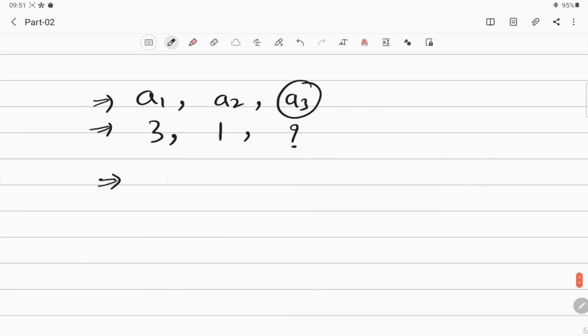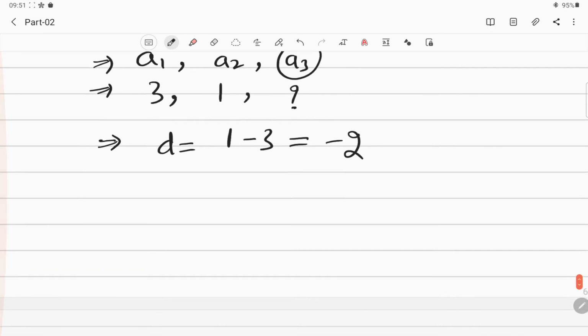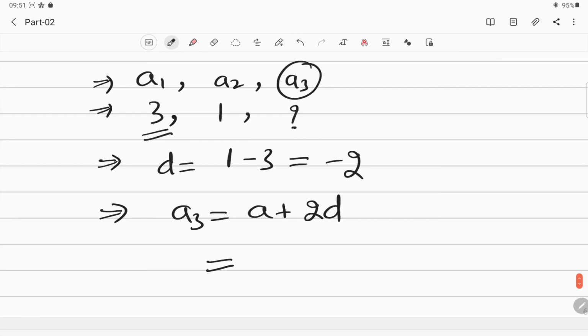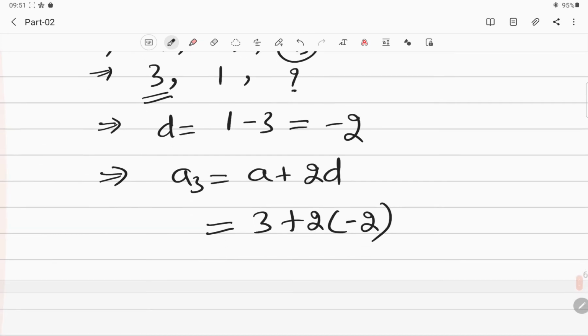Now can you find out the common difference? Common difference is equal to second term minus first term, that is equal to minus 2. So we got the common difference as minus 2. Now a3 is equal to, what is the formula? a3 is a plus 2d. All right, so what is the value of a? a is 3 here. So 3 plus 2 into, what is the value of d? d is minus 2. All right, I hope everybody is understanding what I'm trying to say.